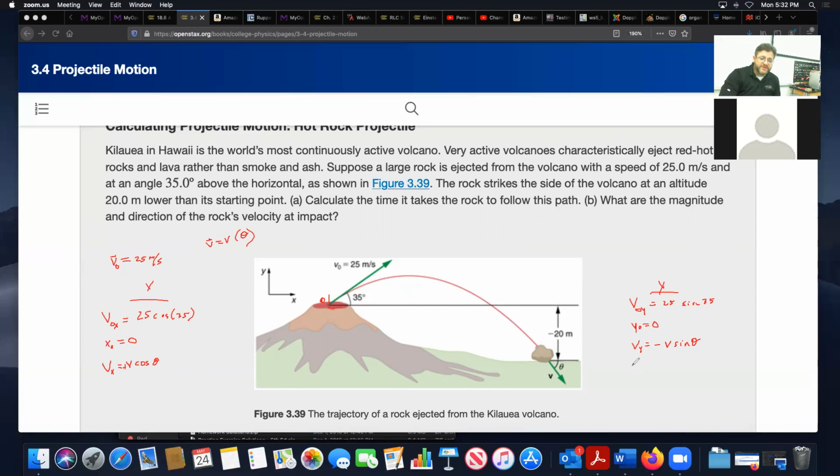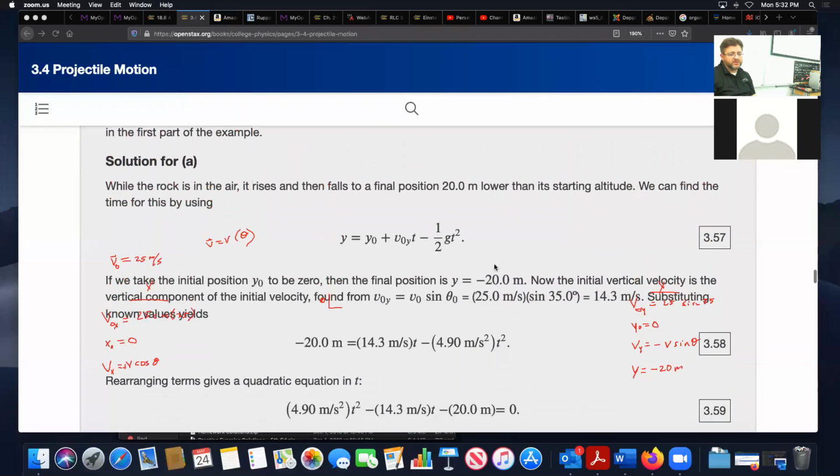I also know my final position in y because it says it's negative 20 meters. And that's pretty much all I know. That's everything we know right there. Well, that's good. It's enough. We take everything that we know, and then we start using kinematic equations. In this kinematic equation right here, we know the final y, that's one thing we know. We know the initial y, it's right there. We know the initial v, it's right there. We know g. The only thing in this equation we don't know is t.